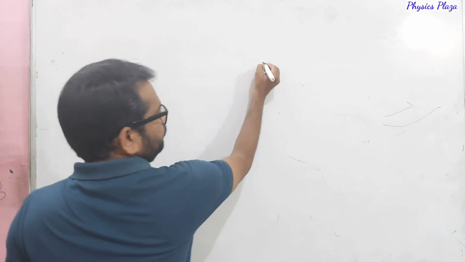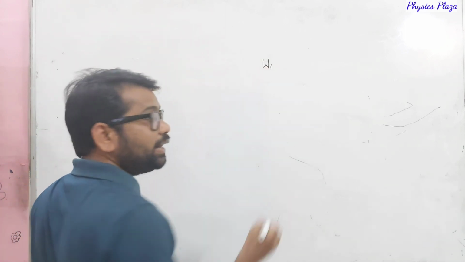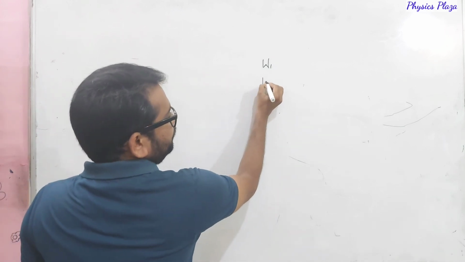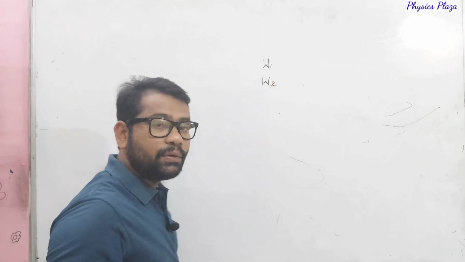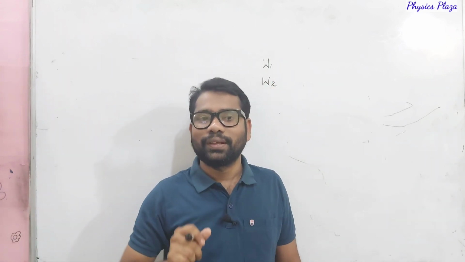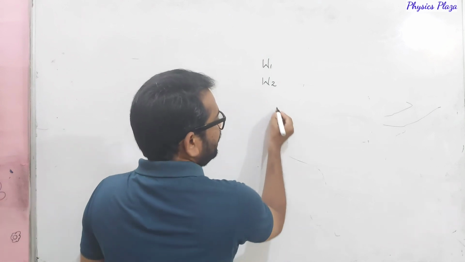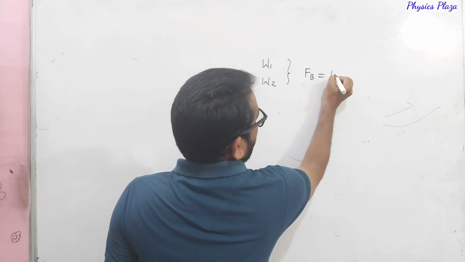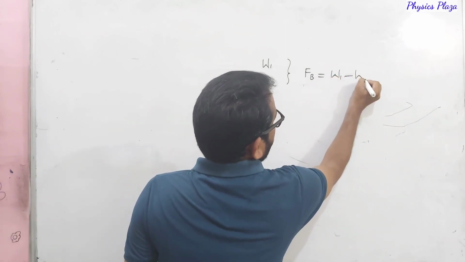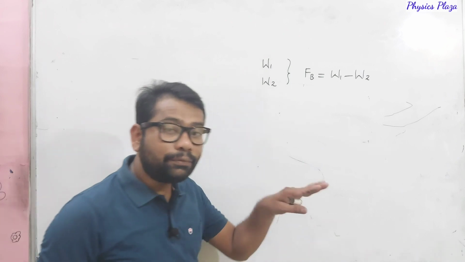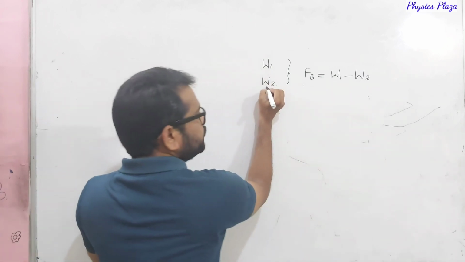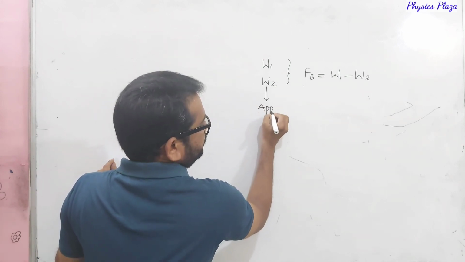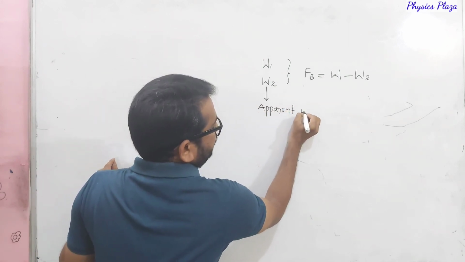Children, look here. If W1 is the weight of the solid in air, whereas W2 is the weight of the solid when it is immersed in a fluid, then how do we calculate the upthrust? Upthrust can be calculated as FB equals weight of the solid in air minus weight of the solid when immersed in a fluid. This weight of the solid when it is immersed in a fluid we call the apparent weight.